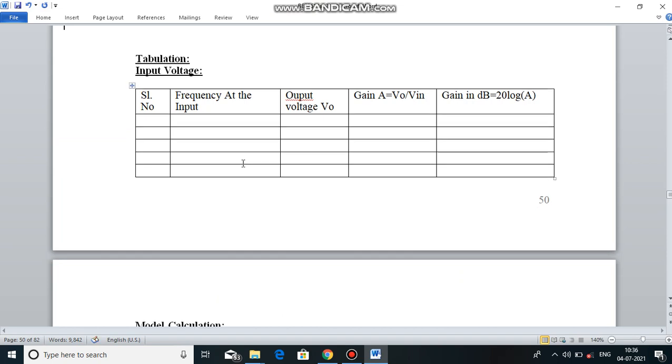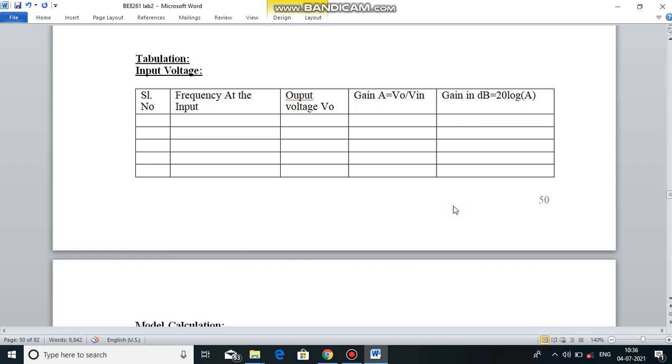First you have to note down the frequency of the input which is being provided, that is the input waveform's frequency, and then the output voltage. This should be taken from the CRO. You have to measure this output voltage for that particular frequency using the CRO. Then you have to calculate the gain. The formula for gain is Vo divided by Vin, that is output voltage divided by input voltage. Next, gain in dB is 20 log of that. You have to use this formula to calculate the gain in dB.